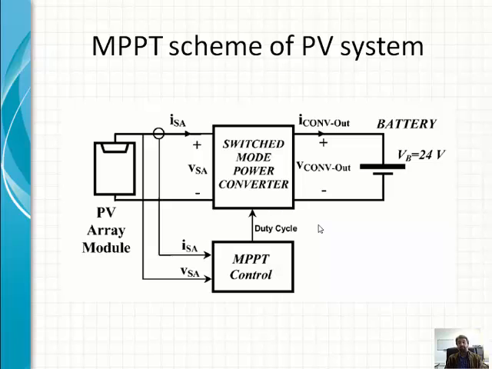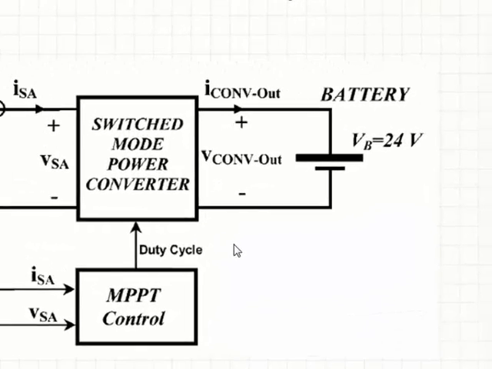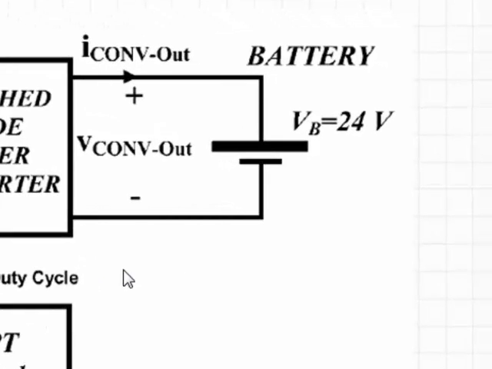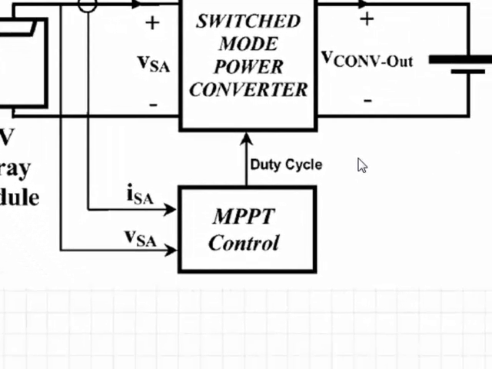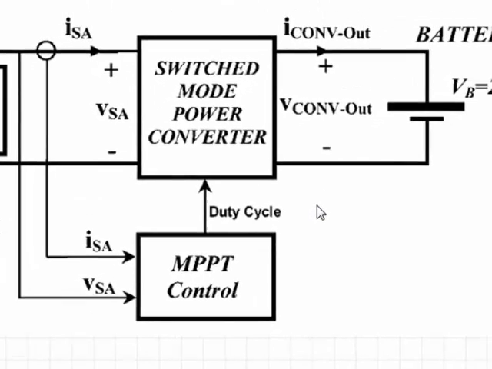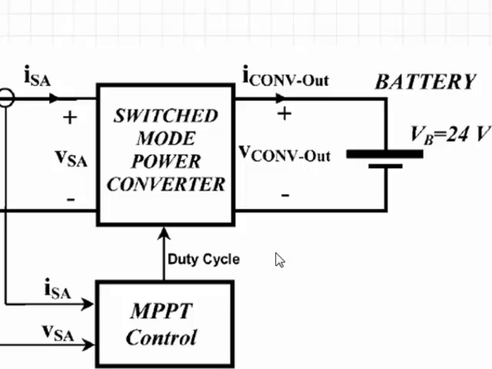So this is the scheme that we use for maximum power point tracking, and in this particular case we have a battery that is connected to the output of the photovoltaic cell, and this battery is at a voltage of around 24 volts. The voltage and the current from the photovoltaic side are given by VSA and ISA, and these two are fed to the maximum power point tracking control, which generates the duty cycle that is then fed to the switch mode power converter. At the output of the switch mode power converter we have a voltage given by V converter out and a current I converter out, and this is what supplies the battery.